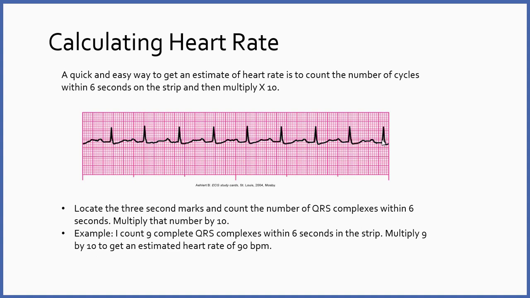Now, your textbook mentions a method whereby you count those teeny tiny baby boxes from one QRS to the next, and then you divide 1,500 by the number of baby boxes. And yikes, that's too much math for me, and too tiny a baby boxes, and it's only going to work if the rhythm is regular. If it's irregular, then you can't use that method.